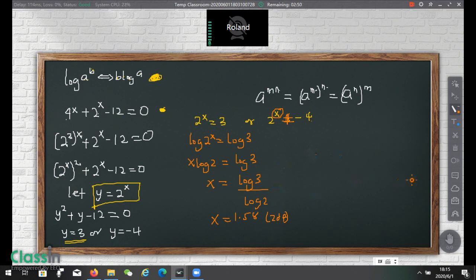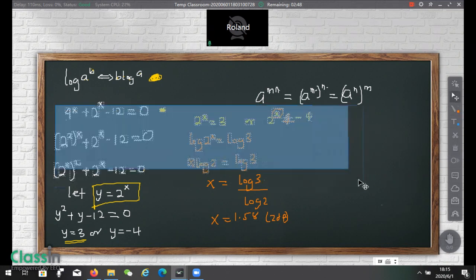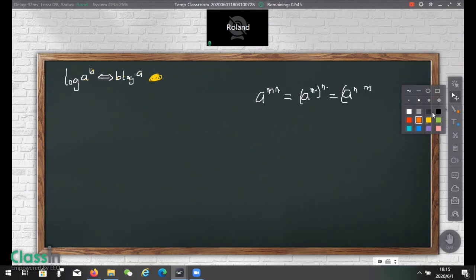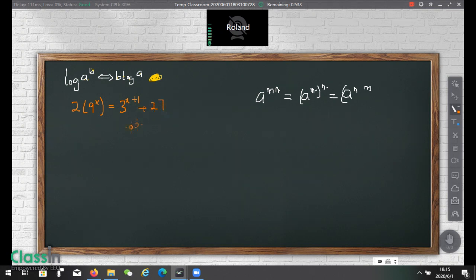All right, let's look at the last example. If you have 9 to the power x equals 3 to the power x plus 1, plus 27, this is 9 and this is 3 to the power x. So we can express 9 as 3 squared, all to the power x, because 3 squared is 9. So this becomes 3 to the power 2x.